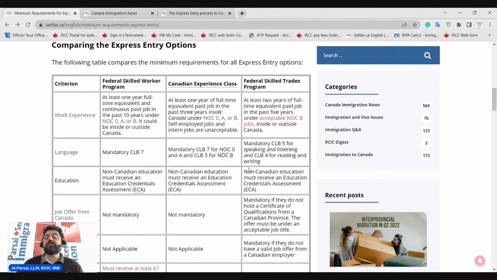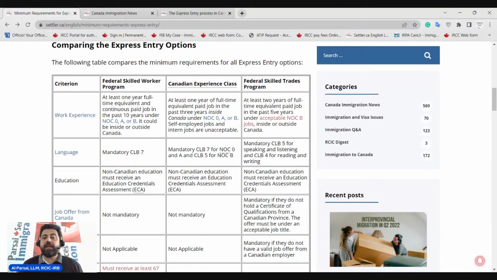And also in terms of language, you still need to take the test, but the minimum requirement is a CLB5 for speaking and listening and CLB4 for reading and writing. Normally, this means that the CRS score for FSTC applicants is lower than other programs, and that's why they usually cannot compete with Canadian Experience Class and Federal Skilled Worker Class applicants.